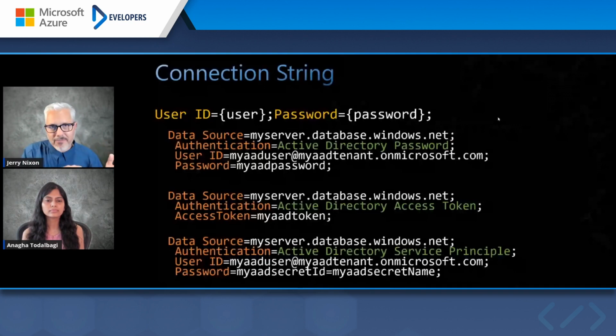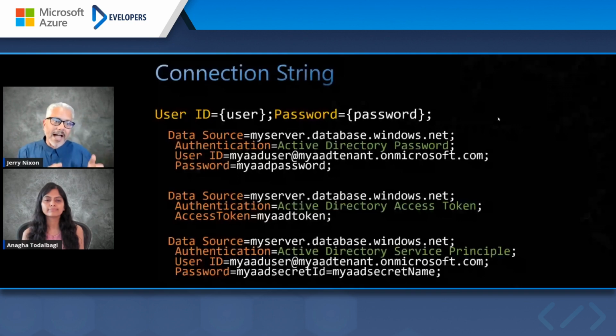So that's a name value pair where you can say authentication is Active Directory password and you type in your password. Or you say Active Directory access token and you use the JWT token that you've received back from OAuth authentication. Or you can say Active Directory service principal where you identify a different login that doesn't map to a user, but instead is a service user that interacts with the database for you. Username, password, authentication, other parts of the connection string.